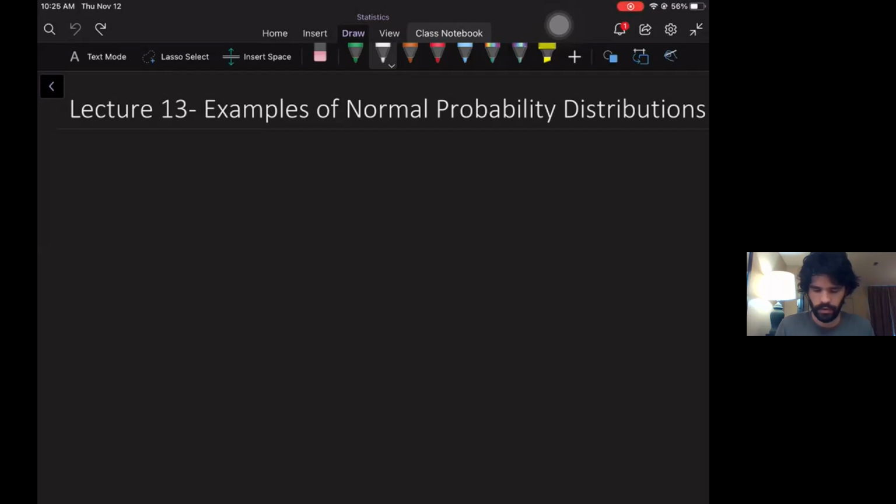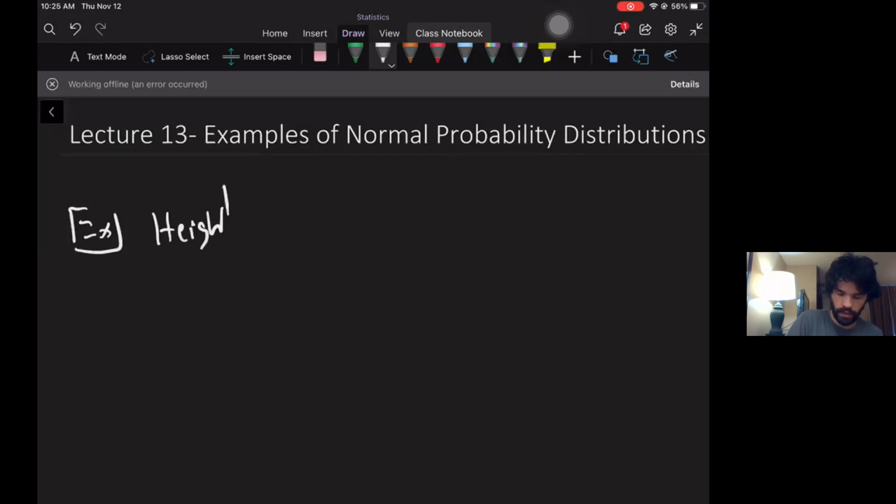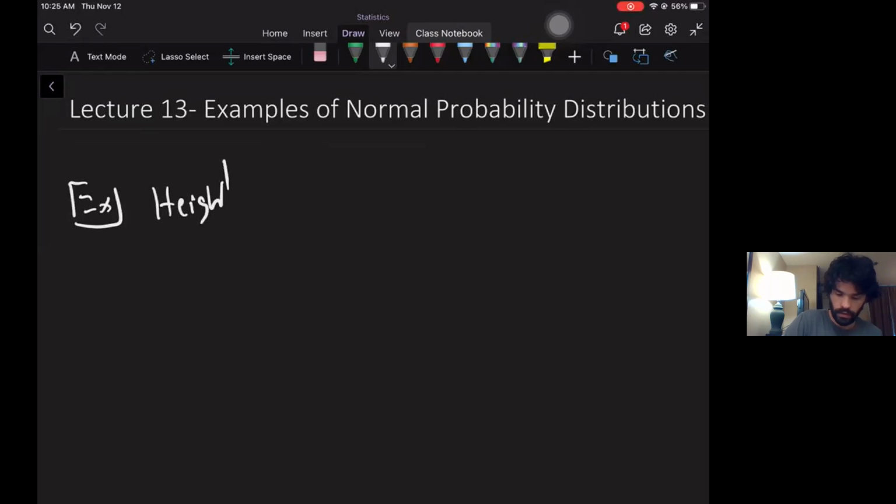Okay, so we're going to do examples of what we learned last time. So here is the first one. The idea is that if you have some data that's modeled by a normal distribution, you can do what we're going to do here. So here's one example.